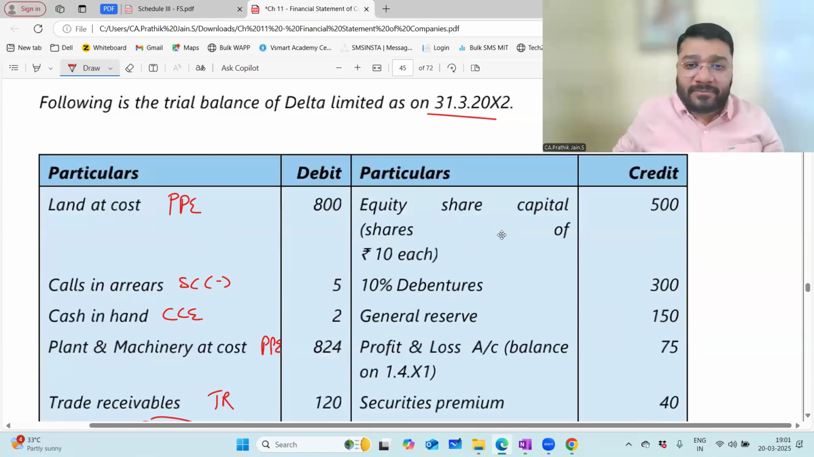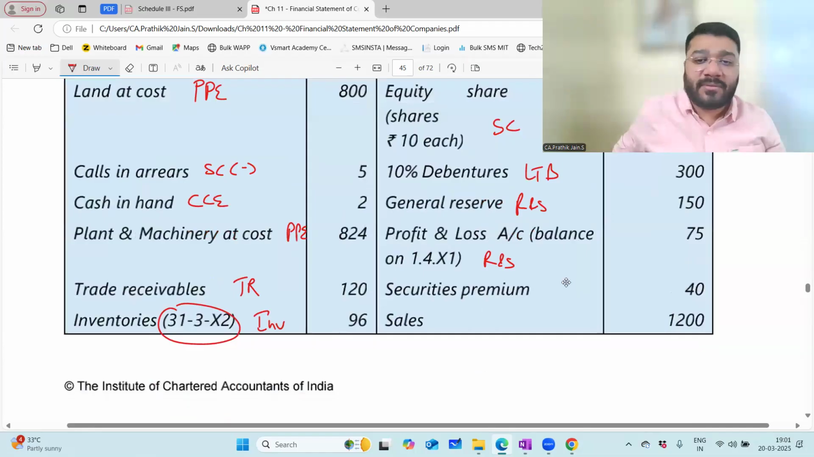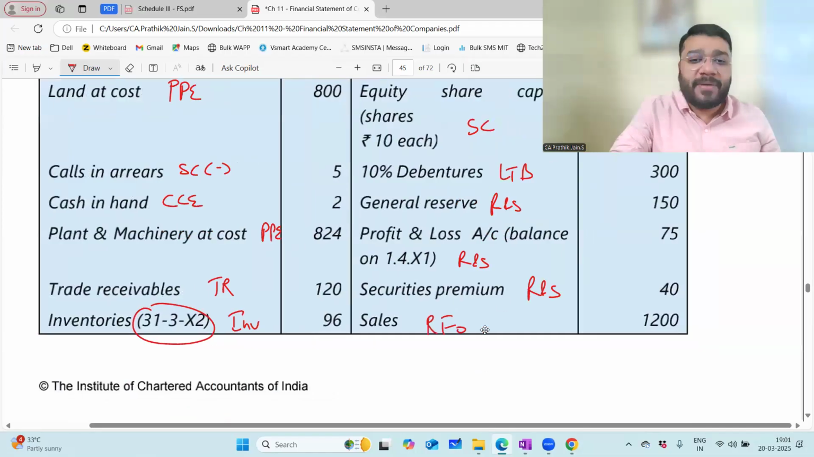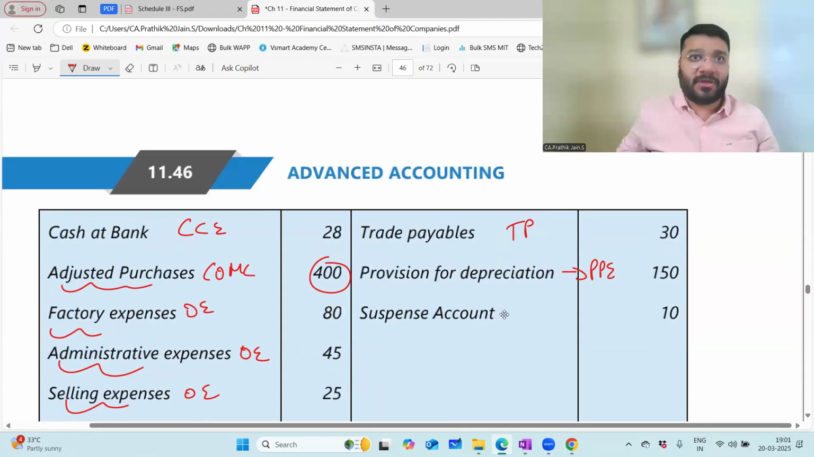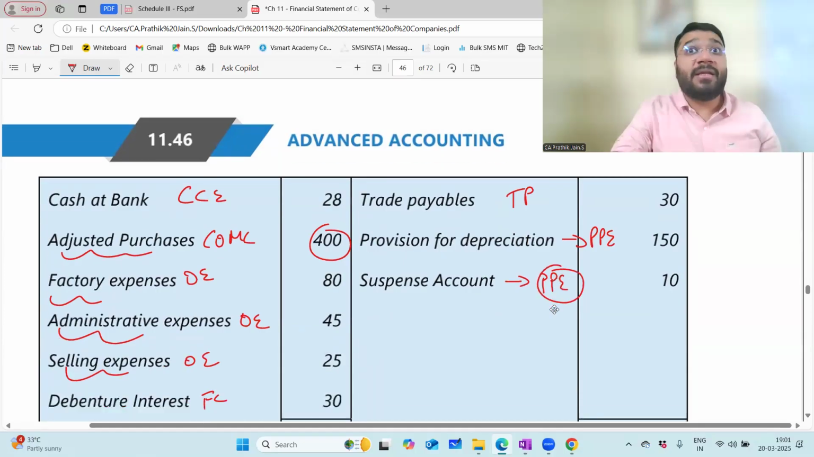Coming to the capital side. Share capital, debenture, long-term borrowing, reserves and surplus. Revenue from operation. Trade payable. PP, subtract from PP. Gross block, net block. Suspense, same ditto question. So this will be adjusted in PP, I mean at the journal entry level, okay?